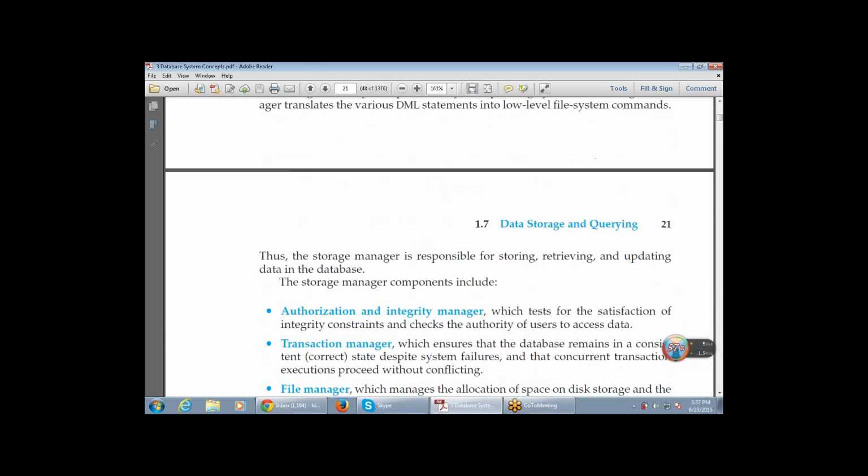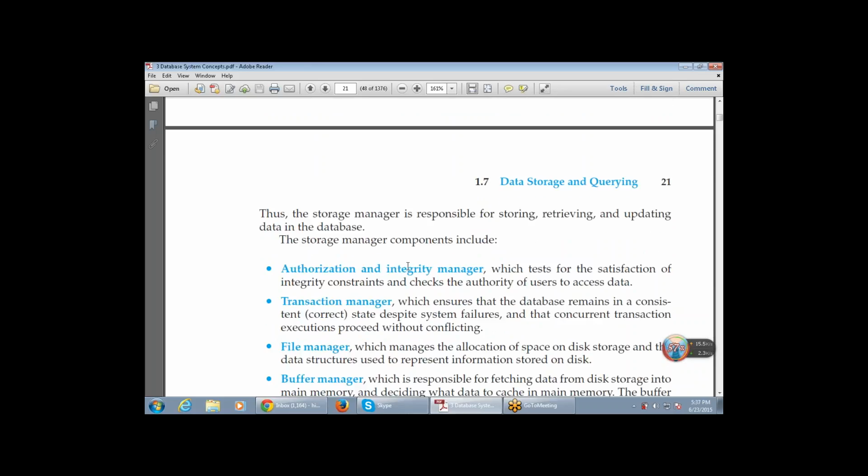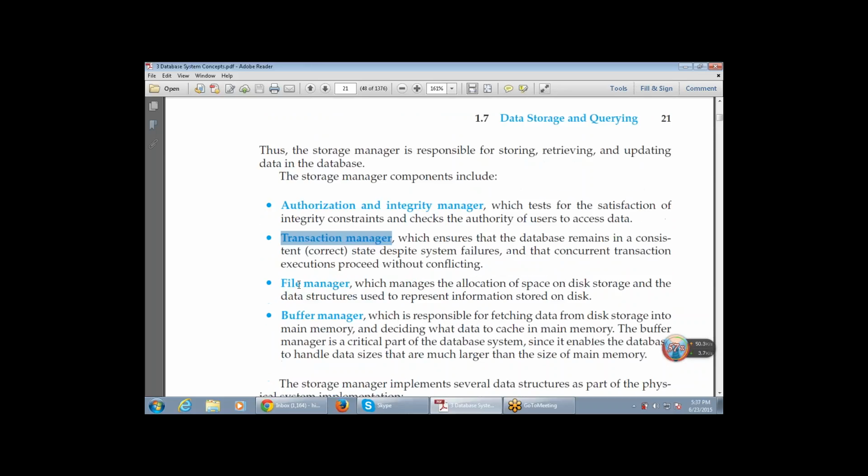Now, what are the various components of the storage manager? That includes the authorization and integrity manager, transaction manager, file manager, and buffer manager. These are the various storage manager components that are available.